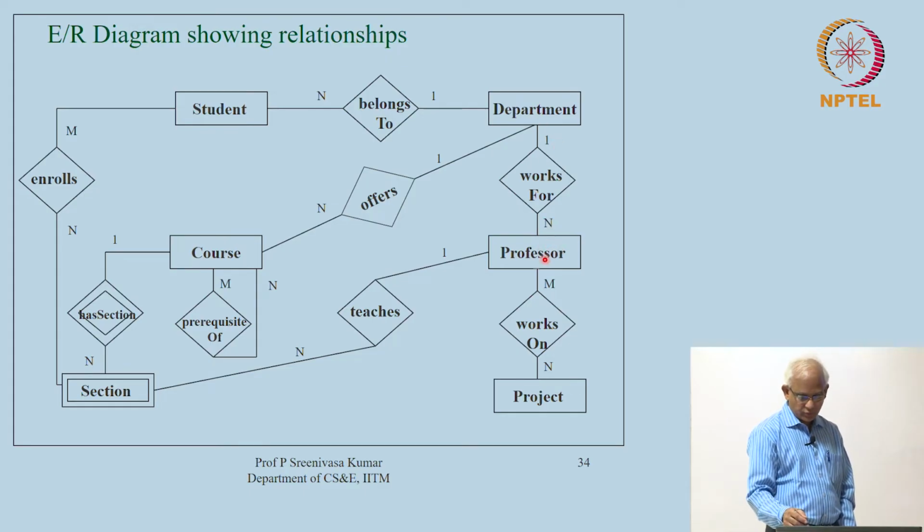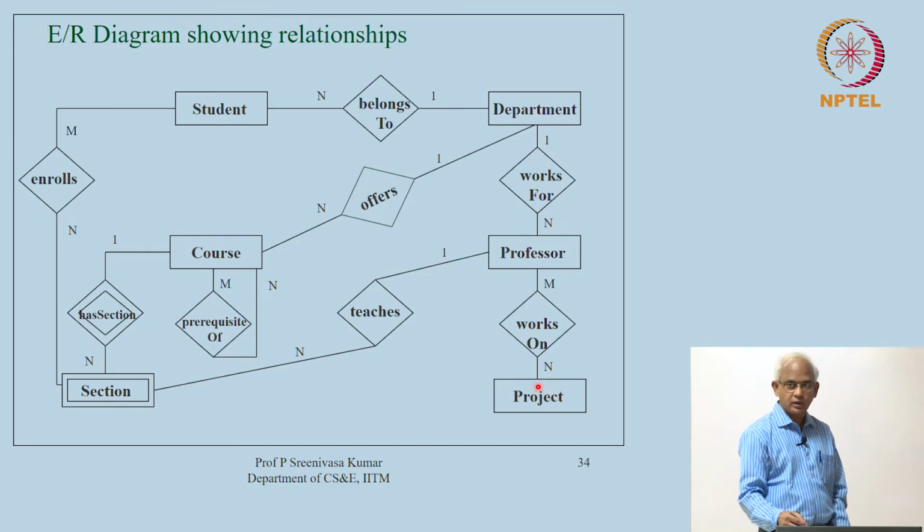And then professors work on projects. This we have also already discussed. This is a typical many to many relationship, because professors work on many projects, and each project can have several professors associated with it. So, it is a natural many to many relationship. That is why it is shown as M and N.